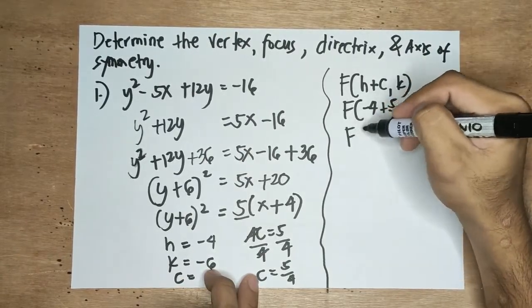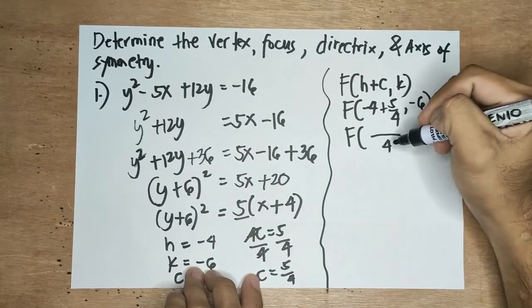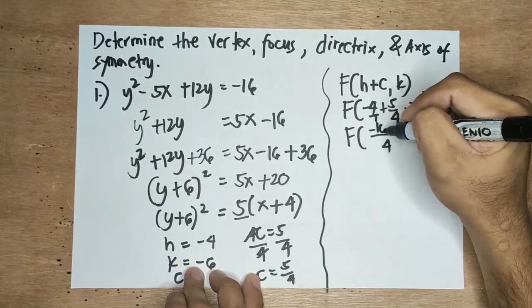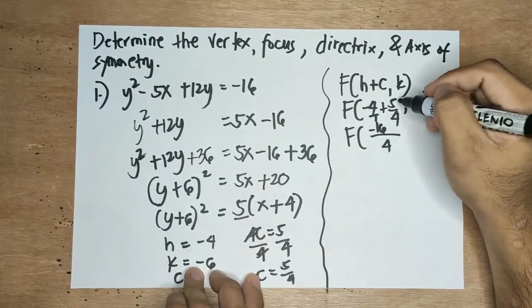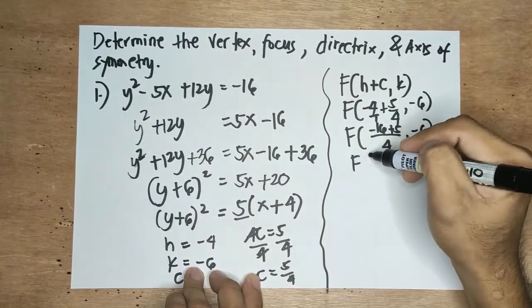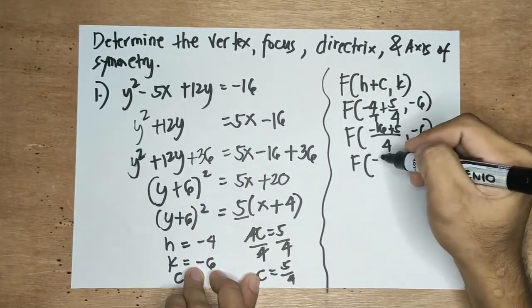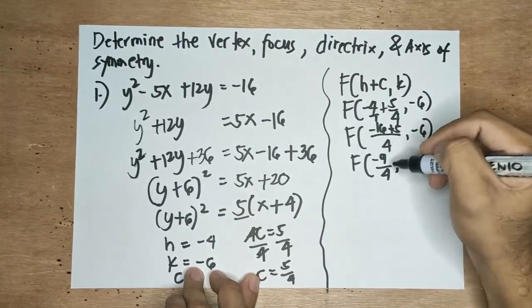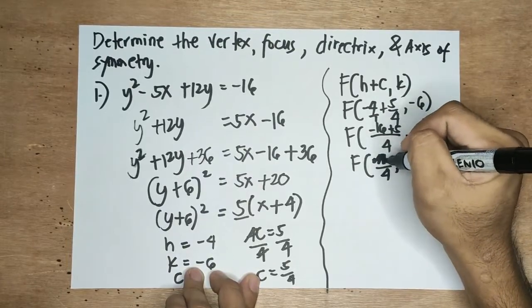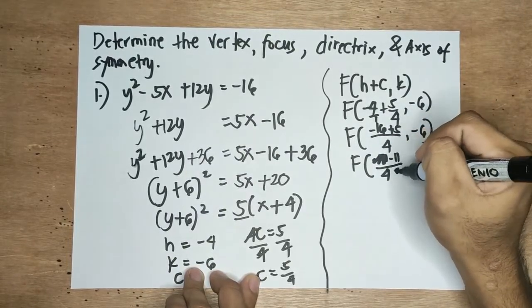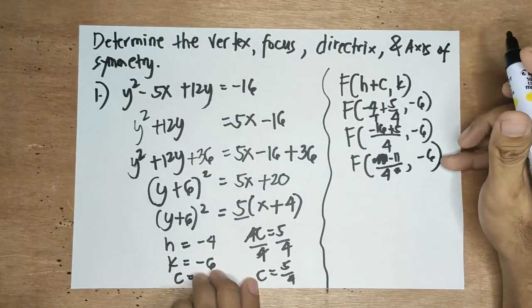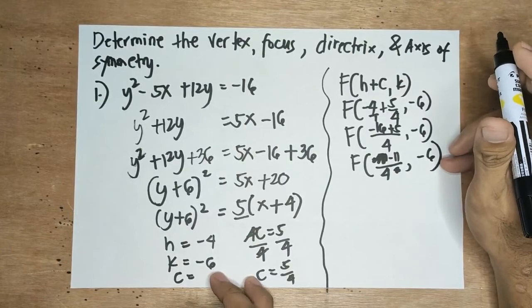Simplifying further, the LCD is 4. 4 divided by 1 is 4, times negative 4 is negative 16. 4 divided by 4 is 1, 1 times 5 is 5, and then negative 6. Simplifying further, negative 16 plus 5 is negative 11 over 4, and negative 6. This is the focus.